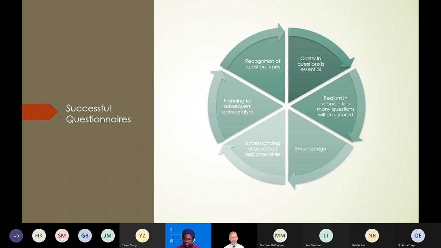And as with the interviews, as with the workshops, understand what your questions actually are. Are they open questions? Are they closed questions? Are they on a scale? Are they multiple choice? What actually is it you're doing? And make sure that those questions will elicit a response that gives you information, not just data. And there is a difference.